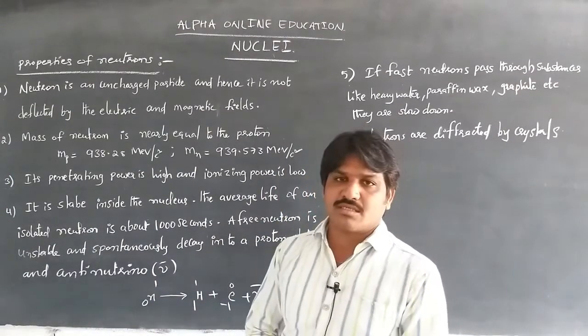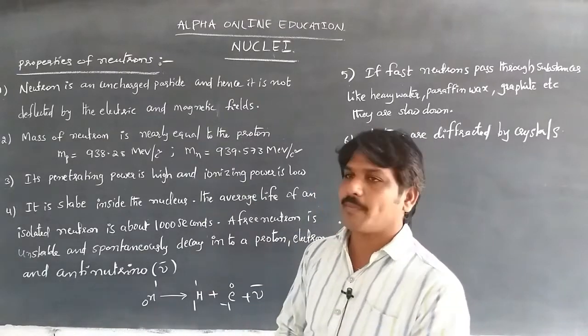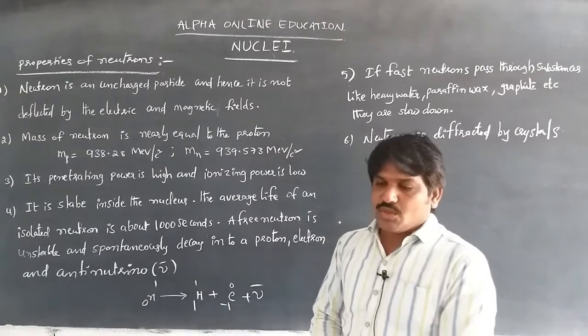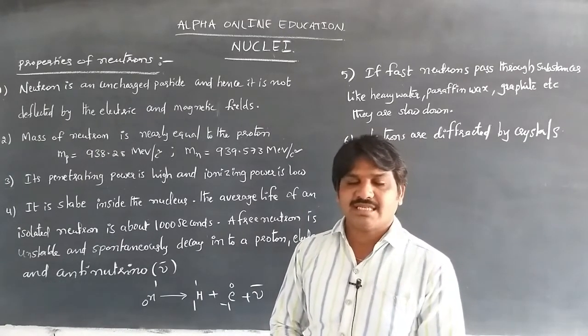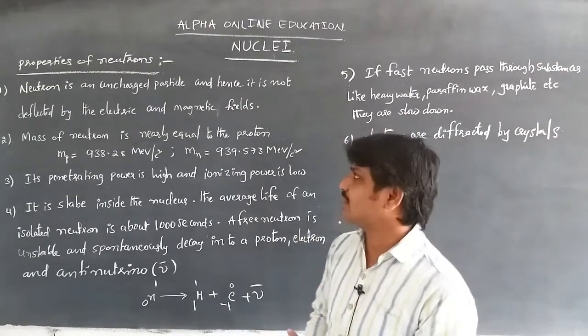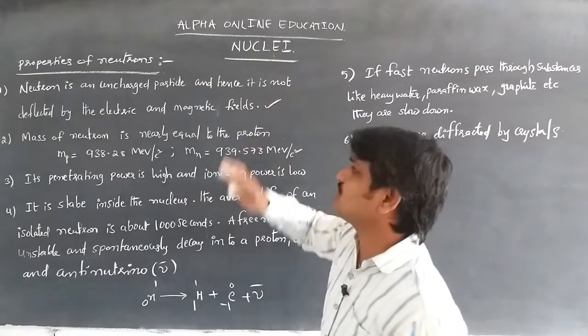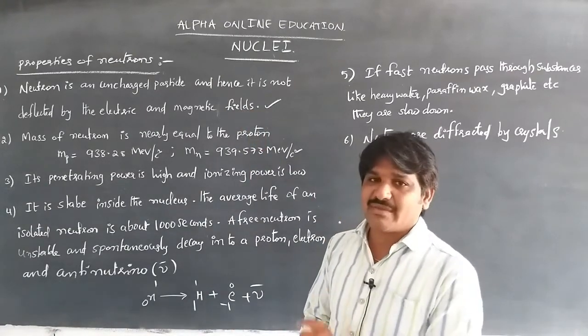The emitted neutrons will have some properties. We know that a neutron is an uncharged particle, and it is not affected by electric and magnetic fields. That is property number 1: due to being an uncharged particle, it is not deflected by the electric and magnetic field.